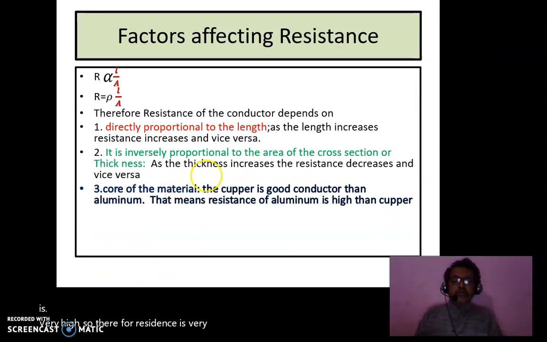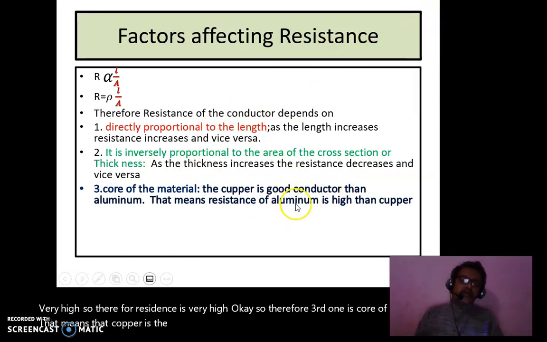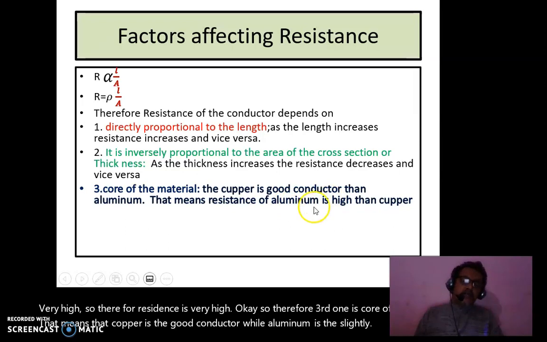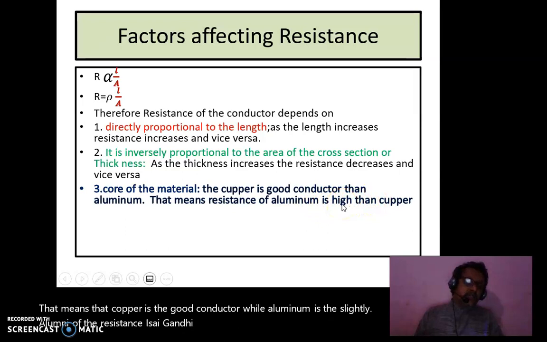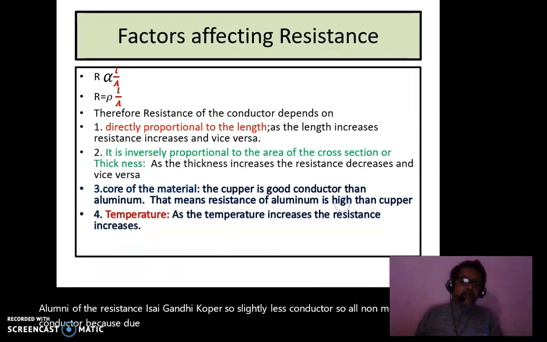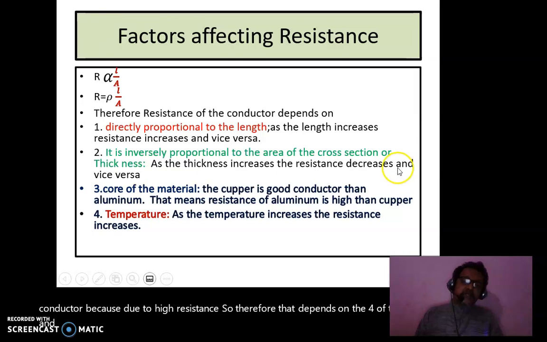Okay. So therefore the third one is nature of the material. That means you know that copper is a good conductor, while aluminum has slightly higher resistance than copper, so it is a slightly lesser conductor. All non-metals are bad conductors due to high resistance. So therefore that depends on the nature of the material. And temperature: as the temperature increases, the resistance also increases. These are the four factors.